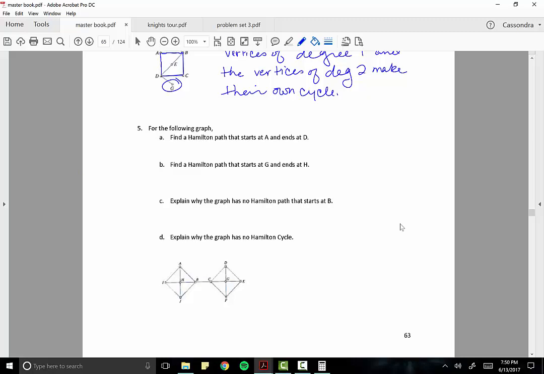So I'm pretty sure that you guys can find these. I'm not going to go over them. I believe in you. I believe that you can find them. But I want to explain why the graph has no Hamilton path that starts at B. If I started a Hamilton path at B, I would have to repeat B. I go up to A, around, down. Oh, look. Same with C, okay? Can't have a Hamilton path that starts at B or C because you will repeat vertices.